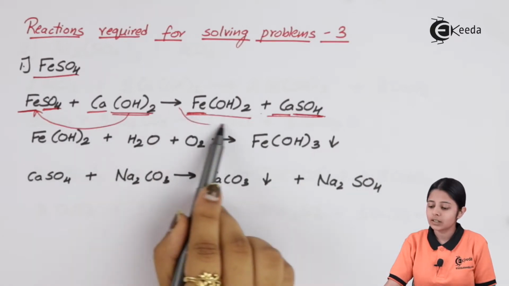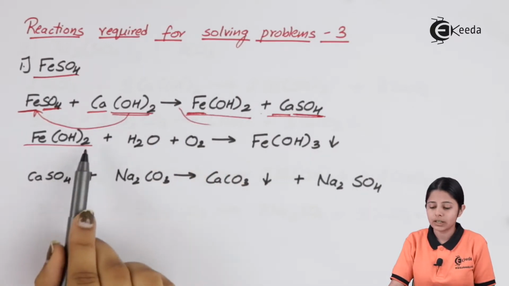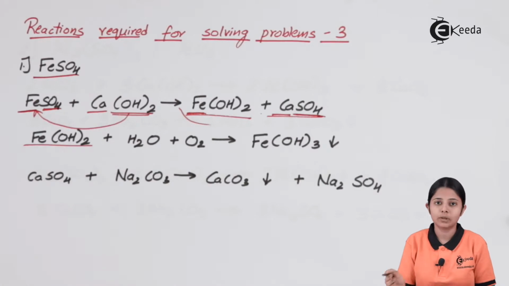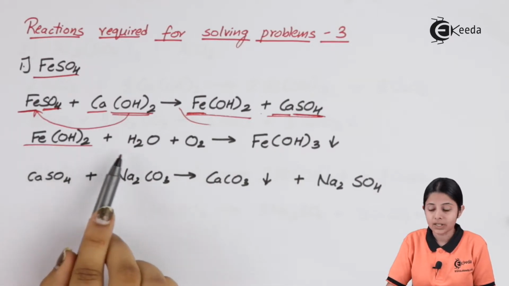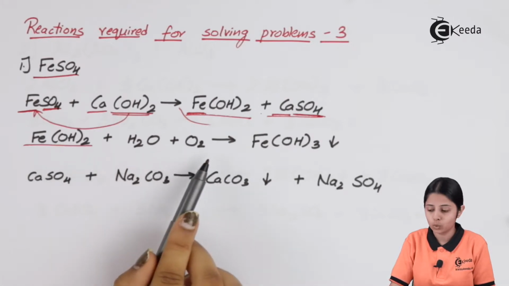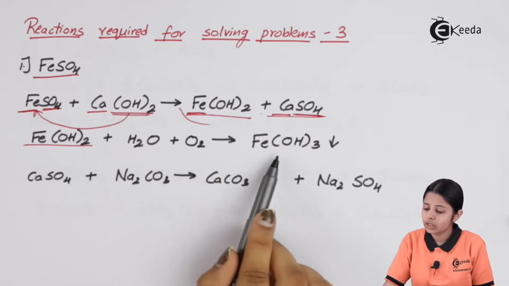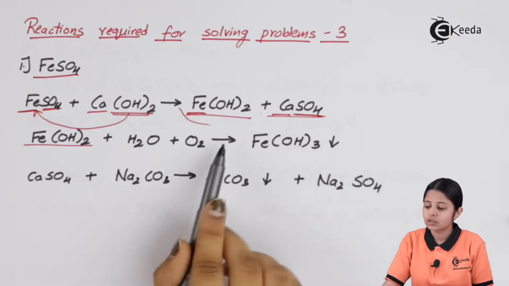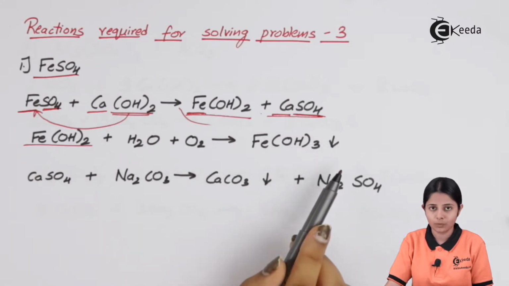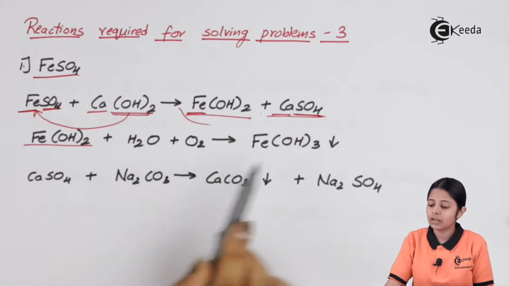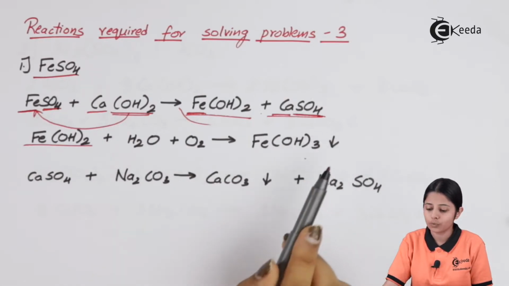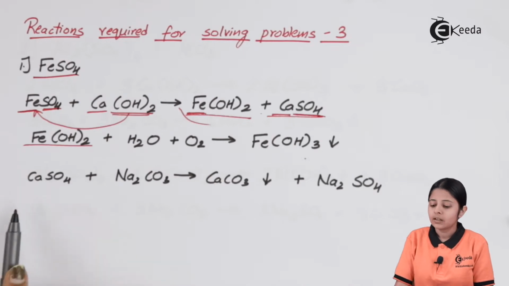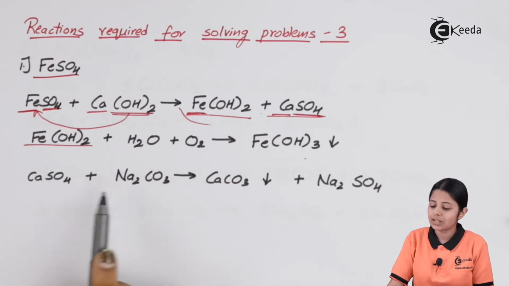Now over here, let us take this Fe(OH)2 and react it to form an insoluble precipitate out of it. So I have Fe(OH)2 plus H2O plus O2, giving me Fe(OH)3 over here. So this is one precipitate which is being formed. This reaction makes this, which is Fe(OH)3, the overall precipitate which is being formed. Then we have CaSO4 plus Na2CO3.